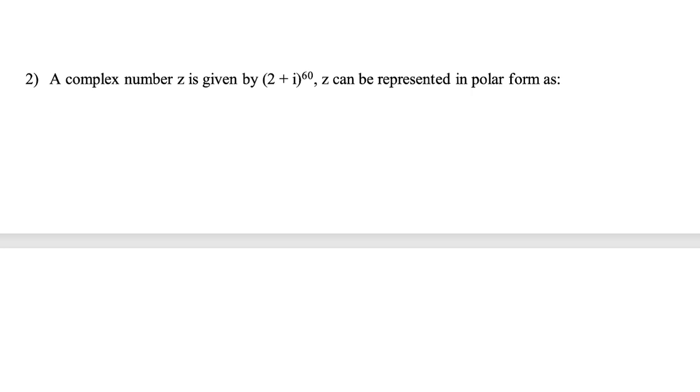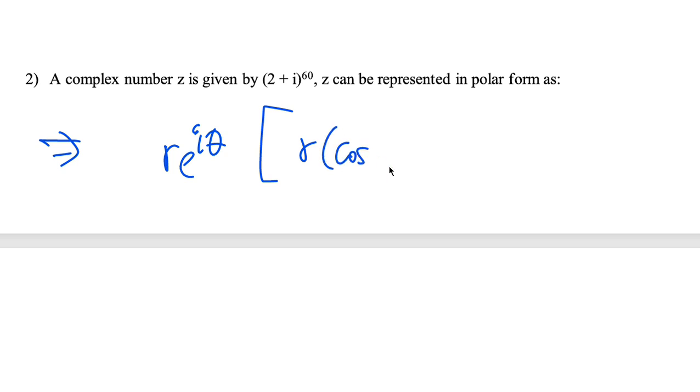So let's take this next question now. A complex number z is given by (2 + i) raised to power 60. Z can be represented in polar form as... So all you simply do here is take note that when they say polar form, it implies the form r e^(iθ). Another way of representing a complex number is r into cos θ plus i sin θ, as we studied.